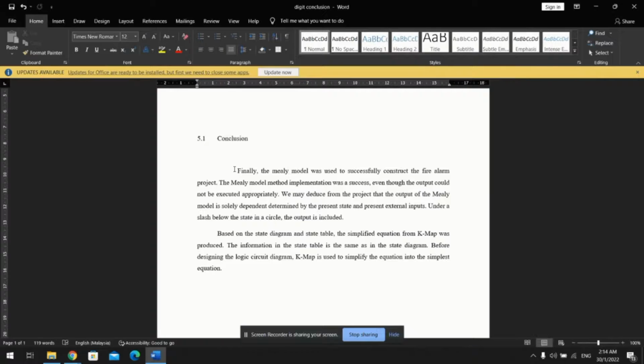Today I would like to explain the conclusion part. Finally, the Mealy model was used to successfully construct the fire alarm project. The Mealy model method implementation was a success. We may deduce from the project that the output of the Mealy model is strongly dependent, determined by the present state and present external input. Below the state in a circle, the output is included.